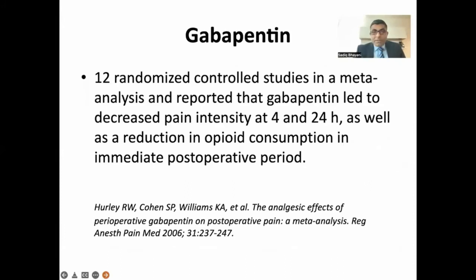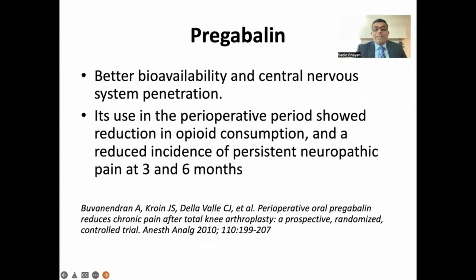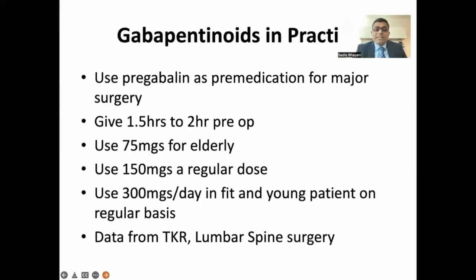This is a study on gabapentin, a meta-analysis of 12 randomized controlled trials. It reported that gabapentin reduced pain intensity as well as opiate consumption in the immediate post-operative period. Having said that, it did not reduce chronicity of pain. Pregabalin has better bioavailability and better CNS penetration. Used in the perioperative period, it showed a reduction in opiate consumption and a reduction in persistent neuropathic pain at 3 months and 6 months. So pregabalin has some role. Gabapentin, unfortunately, didn't reduce the chronicity of pain.